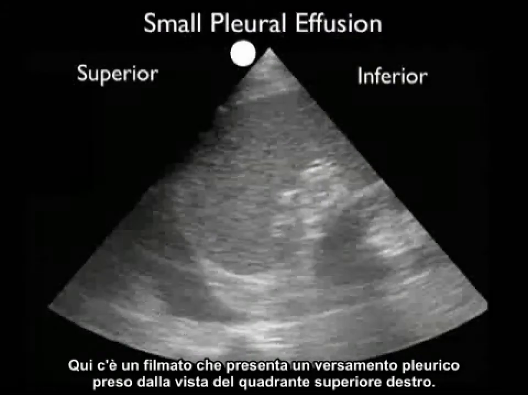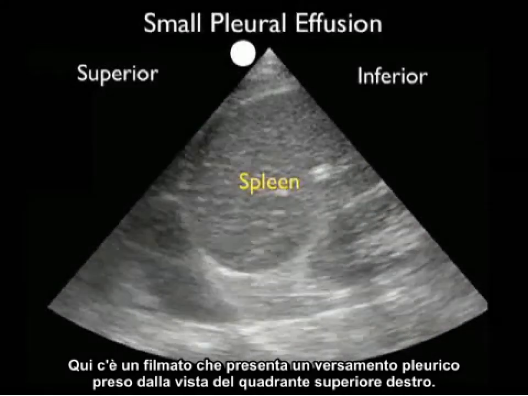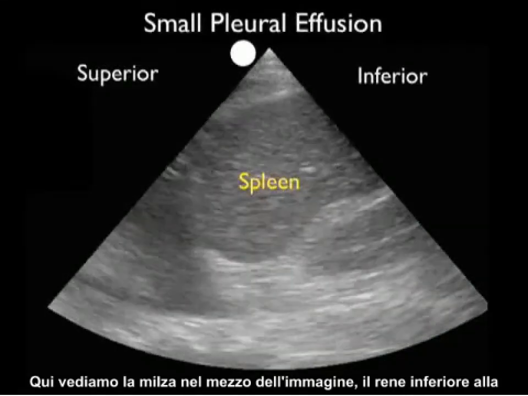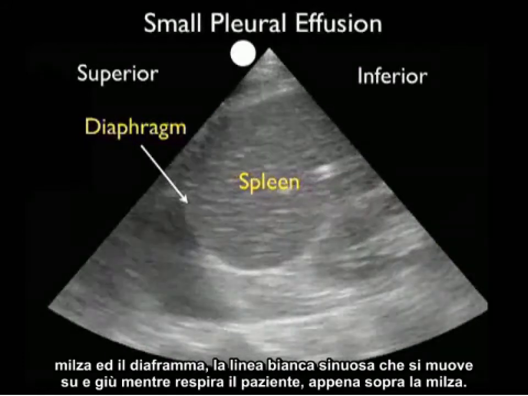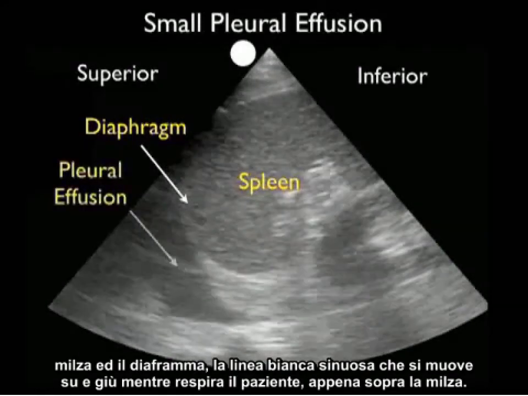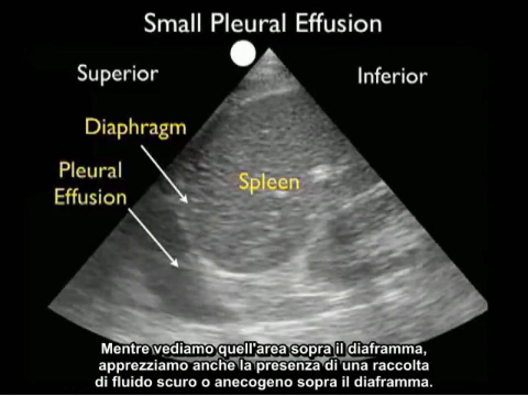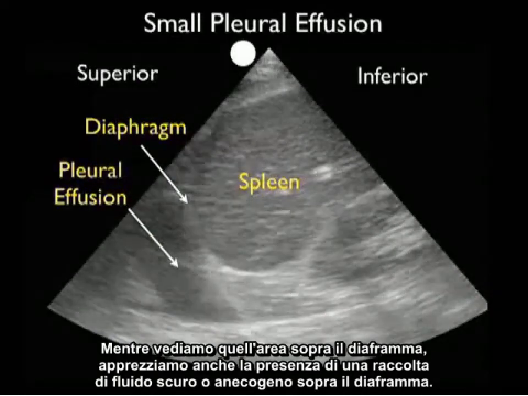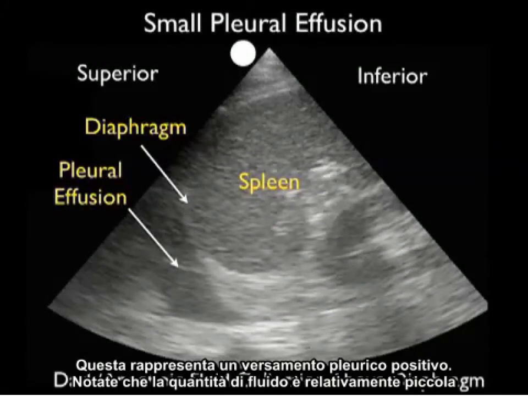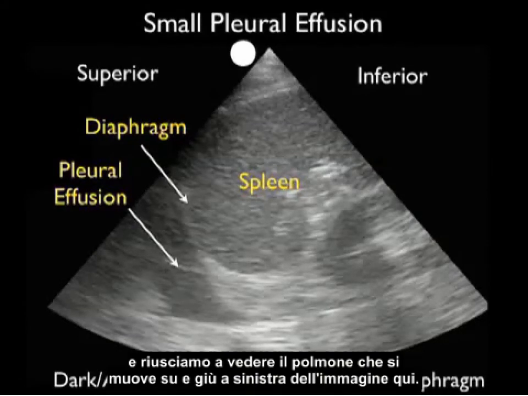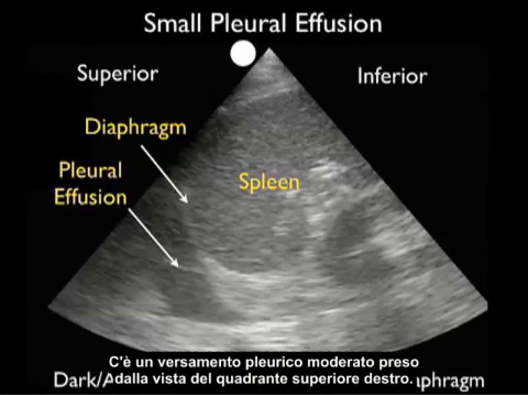Here's a video clip showing a small pleural effusion as taken from the left upper quadrant view. Here we see the spleen in the middle of the image, the kidney inferior to the spleen, and the diaphragm, the curving white line that's moving up and down as the patient breathes, right above the spleen. As we look into that area above the diaphragm, we actually appreciate the presence of a dark or anechoic fluid collection above the diaphragm. This represents a positive pleural effusion. Notice that the amount of fluid is relatively small, and we can actually see the lung moving up and down to the left of the image here.